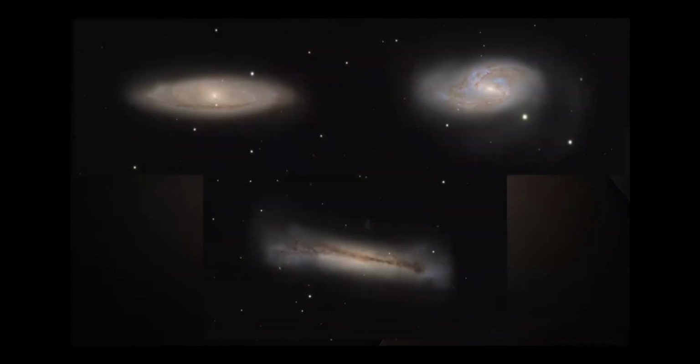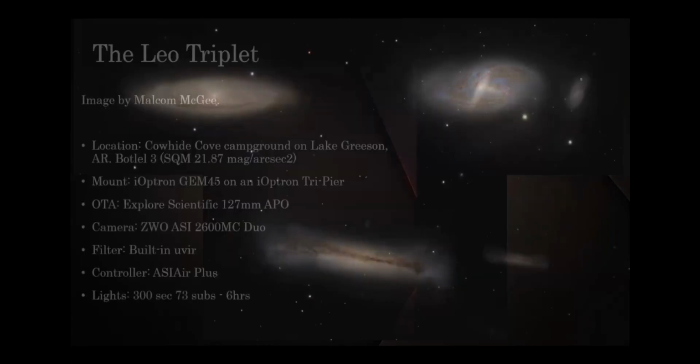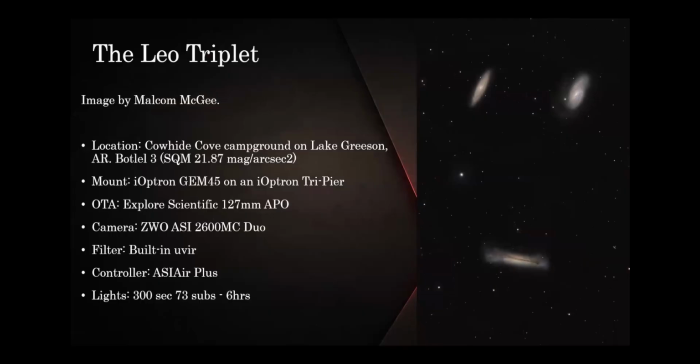NGC 3628 is an edge-on galaxy. It is the image at the bottom, so you can see the dark dust structure very evident in there. Again, these are close-up images from this slide taken by Malcolm.